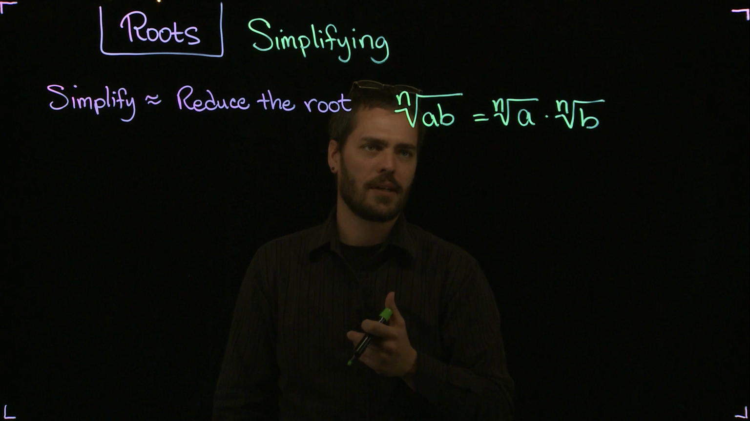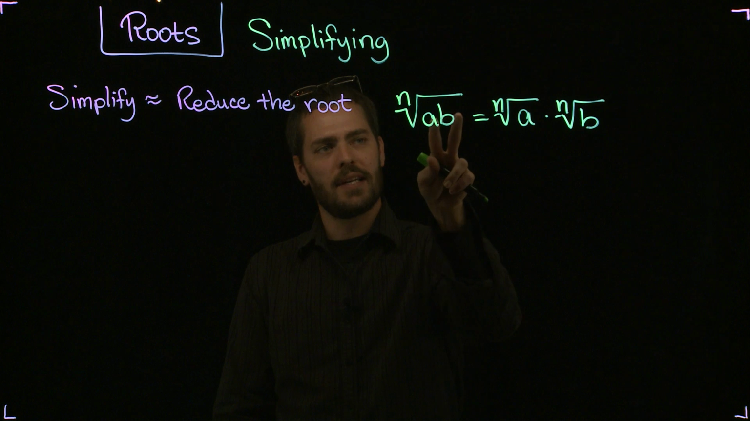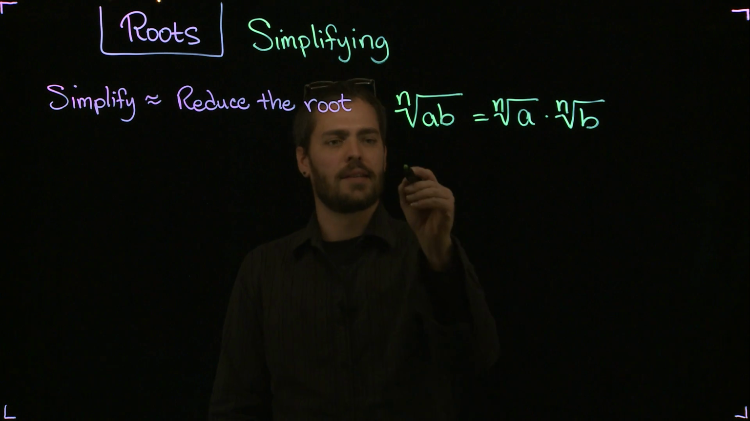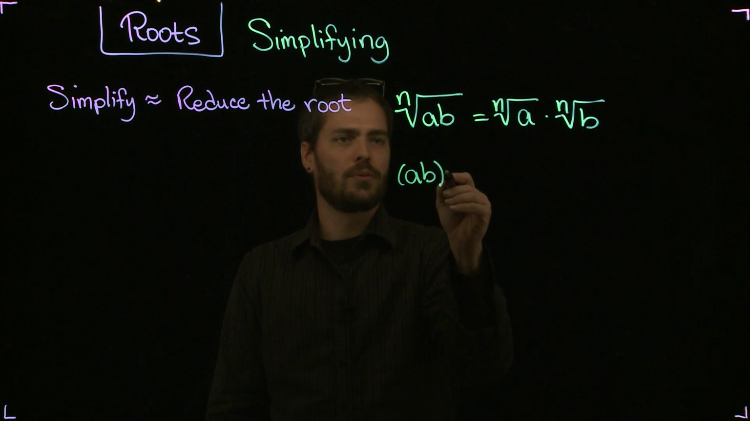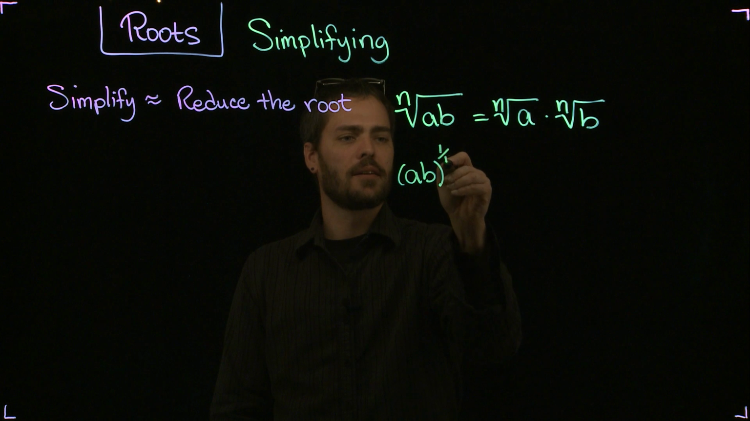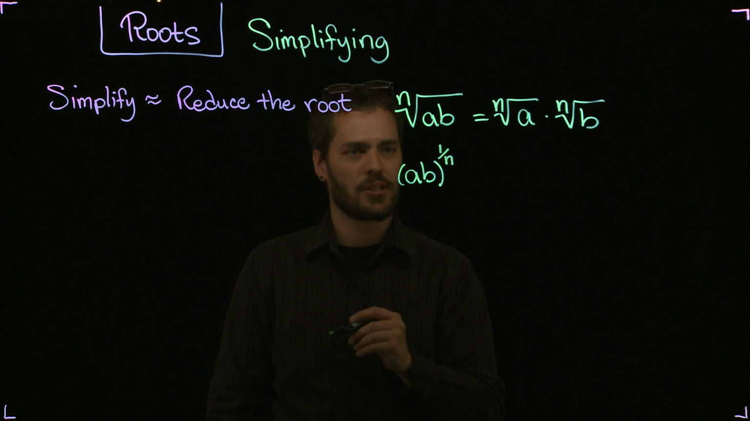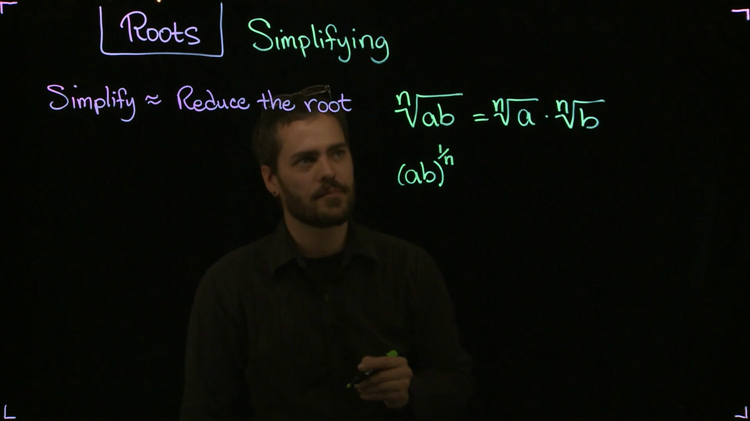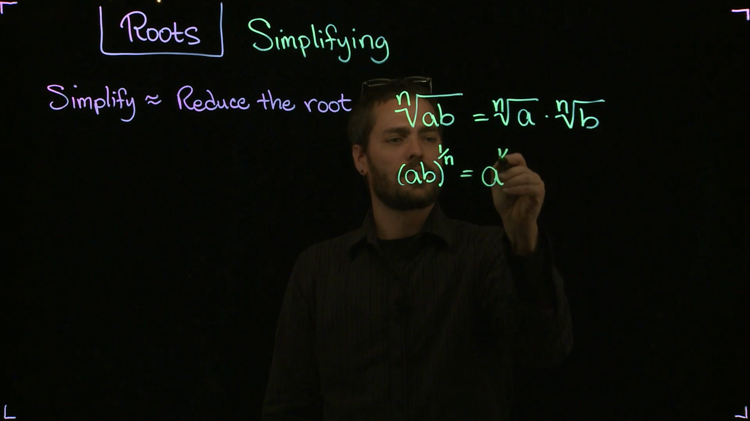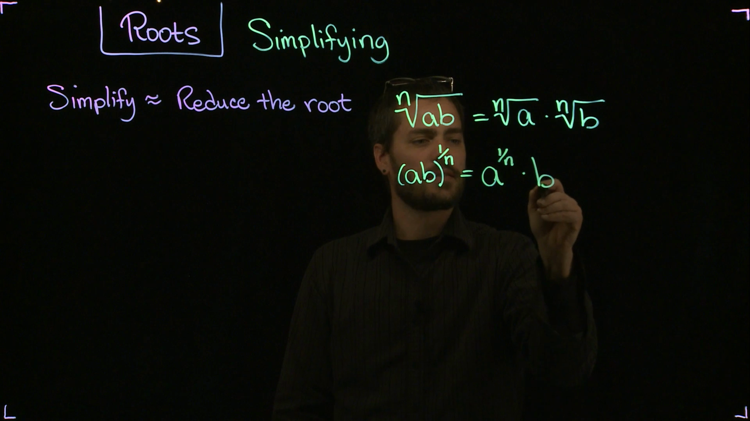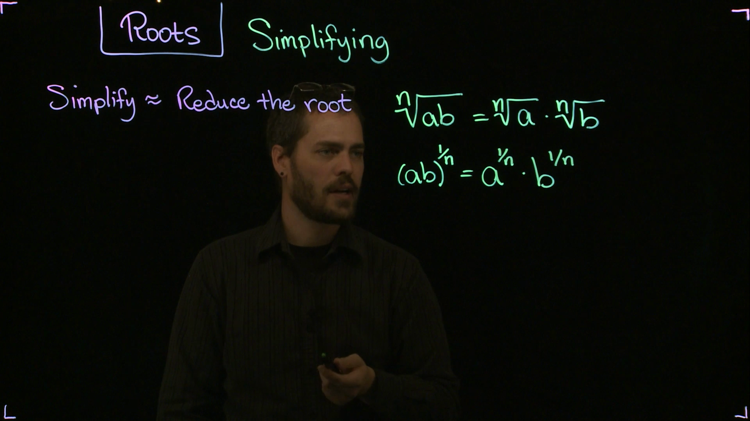It's related to exponent properties, and actually, if we were to represent this AB to the first power and say that this is the same thing as AB to the 1 over n power, using the fractional exponent definition of the root that I showed in the previous video, then I could say this is the same thing as A to the 1 over n power times B to the 1 over n power.